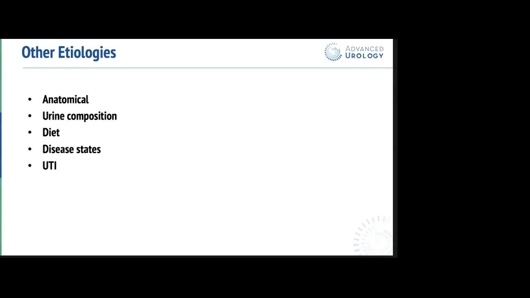In terms of UTI, the UTI reduces citrate in the urine, and why that happens is that urease-producing bacteria split the urea into ammonia and bicarb. So this leads to an alkaline urine and increases the risk of forming stones that form in such urine, such as struvite stones.